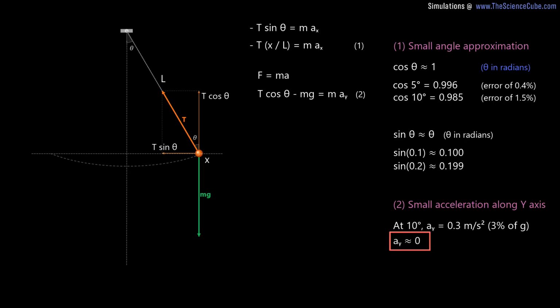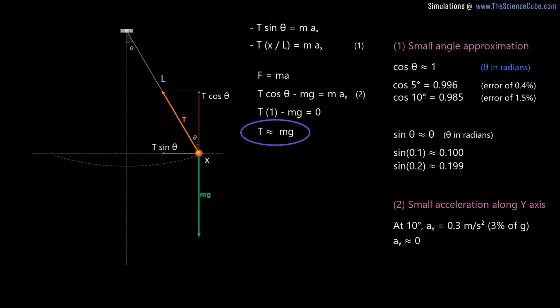So if we take these two approximations into consideration, what happens to equation 2 is T times 1 minus mg equals 0, or T equals mg. So the important takeaway is that for small swings, the tension is essentially equal to the weight.